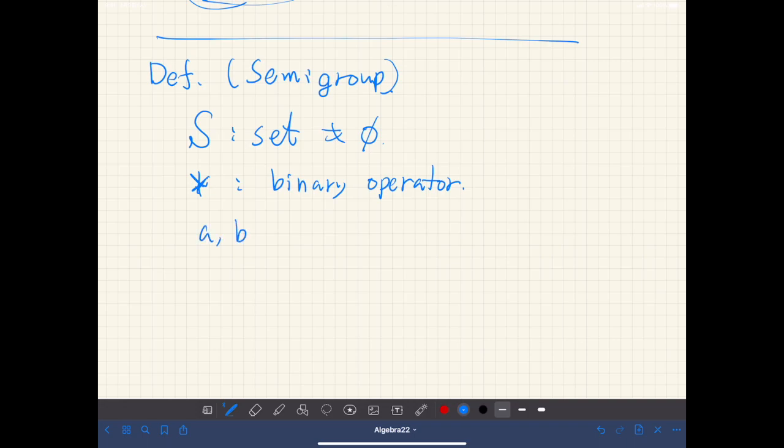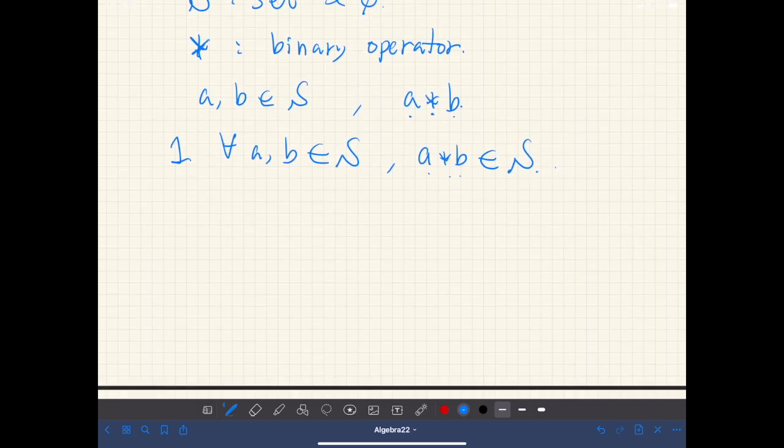So this is a binary operator. If a and b are elements of S, then we write its operation as a star b. The first axiom is that for all pairs of elements in S, we have a star b belongs to S. So a star b is another element in S. It's like a mapping. Star is a mapping from the Cartesian product of S by itself to S. Take any two elements from S and it maps to another element.